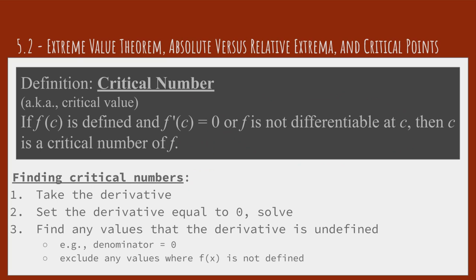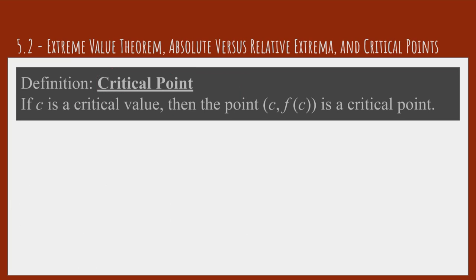So I will use the term critical number or critical value interchangeably. When we say critical number or critical value, we're looking for the x value. And then I will also use the term critical point. A critical point is the literal point on the function. So c is a critical number or a critical value, and f of c is going to be the coordinates of a critical point.